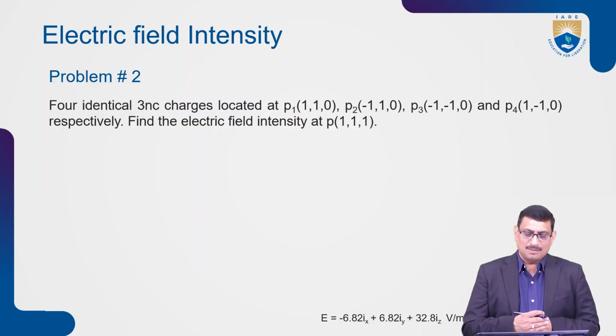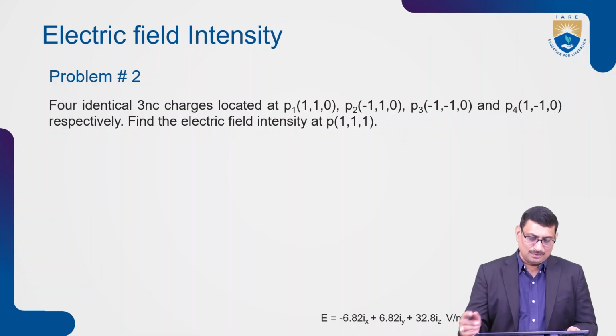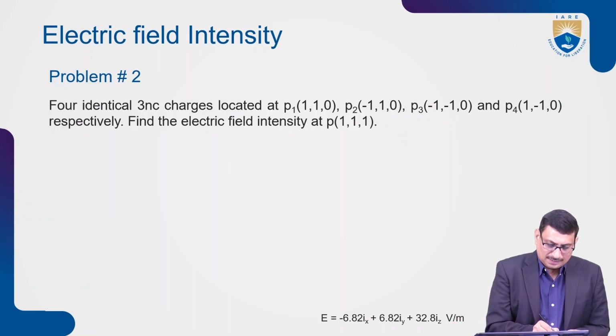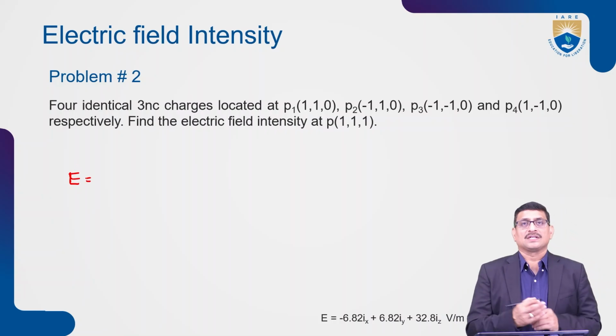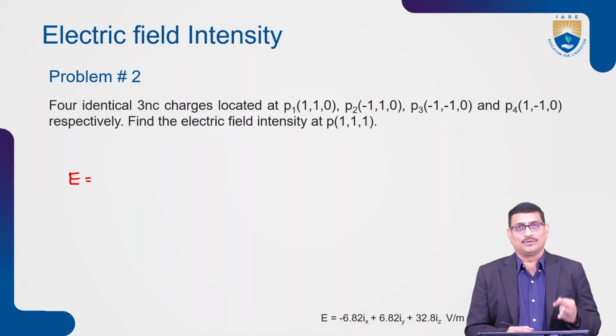All are identical, but they are located at different places: 1, 1, 0, minus 1, 1, 0, minus 1, minus 1, 0, 1, minus 1, 0. Let us calculate the electric field intensity at a particular point 1, 1, 1. Now we will do this problem. Electric field intensity at any point is given by the superposition of the electric field intensities due to point P1, due to P2, due to P3, due to P4, of a charge of 3 nanocoulombs located at those points respectively.